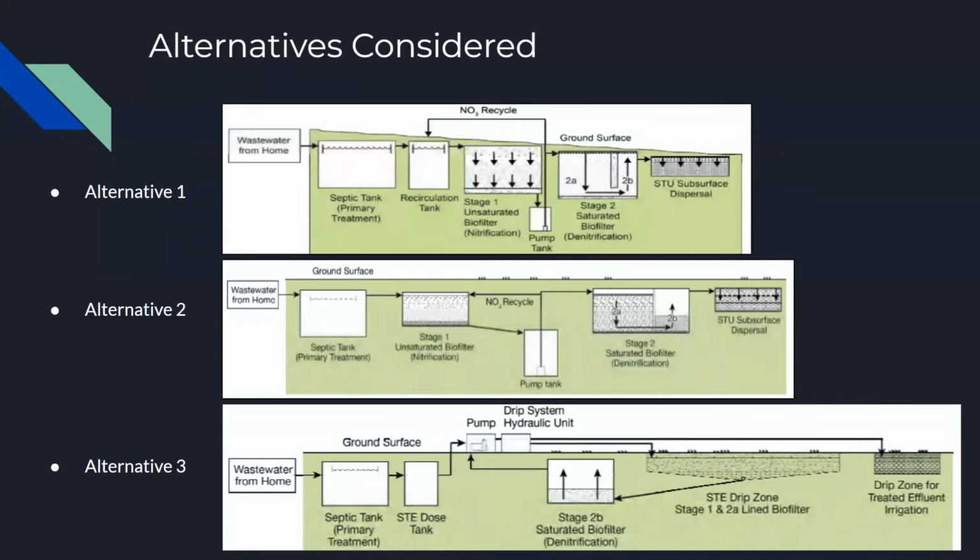The alternatives we considered are shown below. Alternative 1 goes into a septic tank, followed by a recirculation tank into a stage 1 biofilter, which then goes either to ground surface or goes into a pump tank to be recycled back into the recirculation tank. After the stage 1, you actually go into a stage 2 biofilter. And then following that is the STU subsurface dispersal. The other 2 you can see. I'm not going to go as far into them because they are shown.